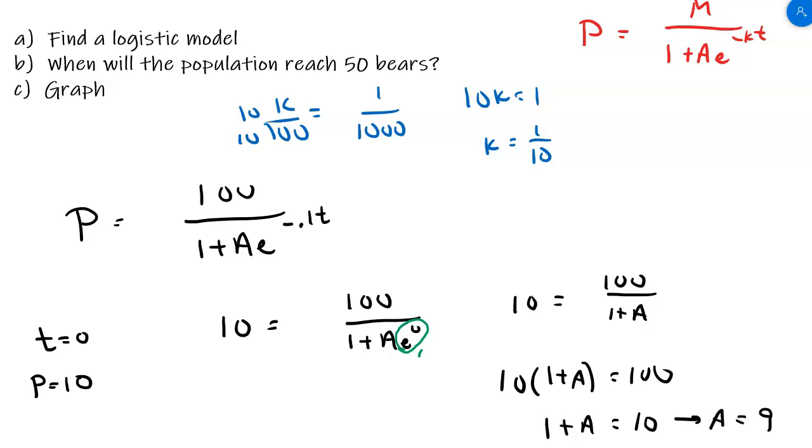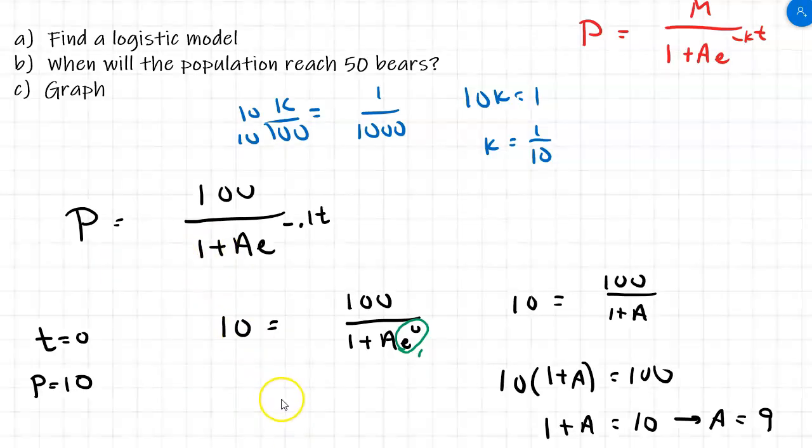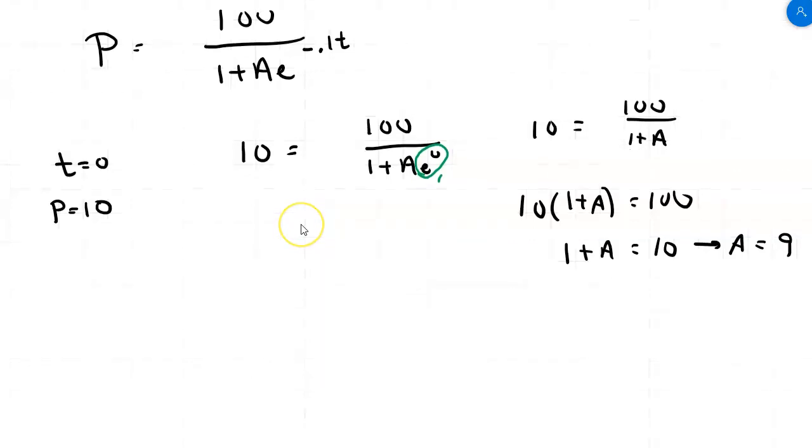So that's my first step, is I figured out what that constant of integration was, and every time I get another piece, I'm going to tack it onto that problem. So now I can write it as the population is 100 over 1 plus 9e to the negative 0.1t. Okay, so that's actually the answer to part A. That's my logistic growth model.